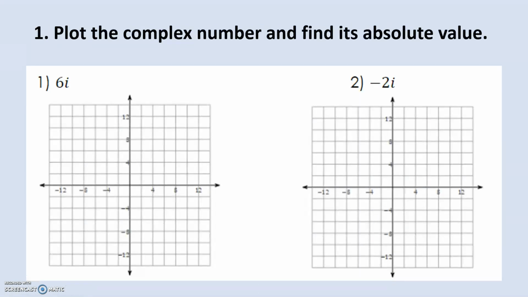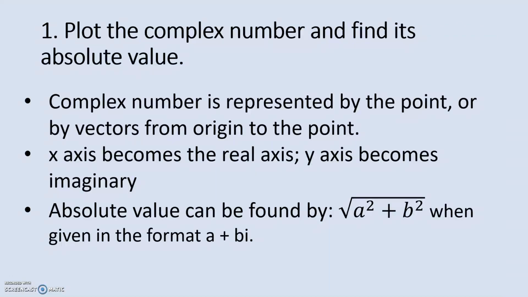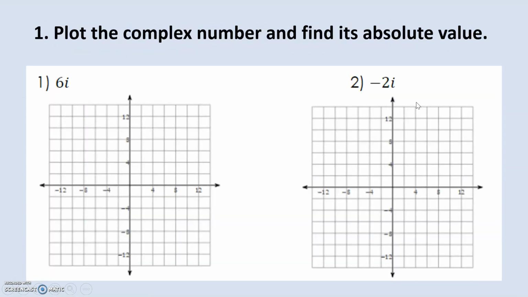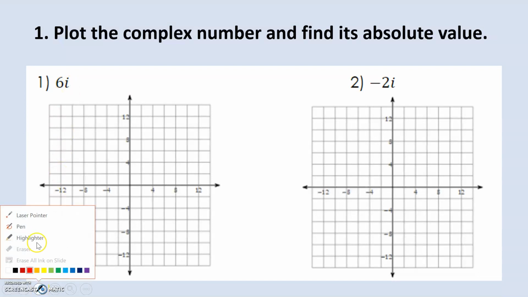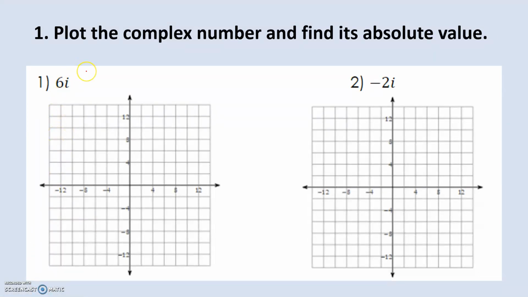So here are a few practice examples. Plot the complex number and find its absolute value. Now, if you remember from the previous slide, a complex number is represented by a point. So we need to create a point somewhere that will represent this complex number. This is 6i. Now, you have to remember that this can also be written in the form of 0, 6.